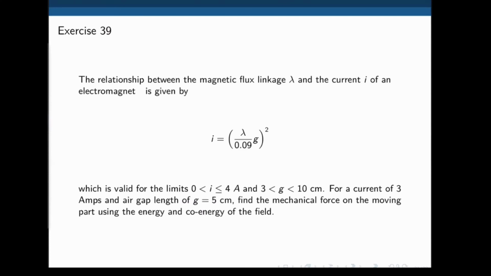All right, so we are given the relation between the flux linkage and the current. G is the air gap in the actuator, the same actuator we have been working with. Now we are interested in 3 amps. What is the mechanical force? And we're going to do that using the energy and the co-energy. So let me clean the whiteboard, and in the meantime, you can think about how you would solve this question.